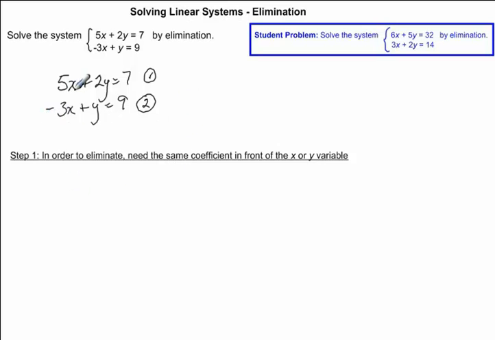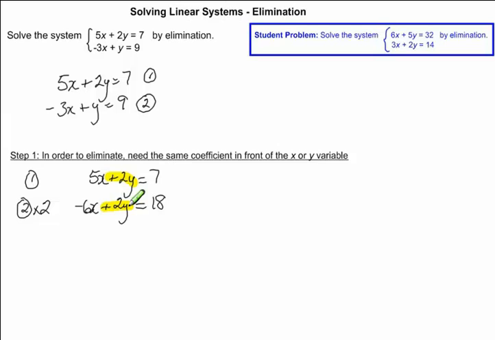I'm going to choose equation 2 and multiply it by 2 so I get the same coefficient for the variable y. So I'm going to start by leaving 1 alone and just rewriting it: 5x + 2y = 7. I'm then going to take equation 2 and multiply each term by 2. So negative 3x times 2 is negative 6x, y times 2 is plus 2y, and 9 times 2 is 18. I now have the same coefficient in front of the variable y.